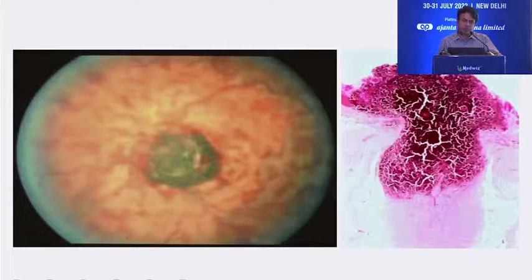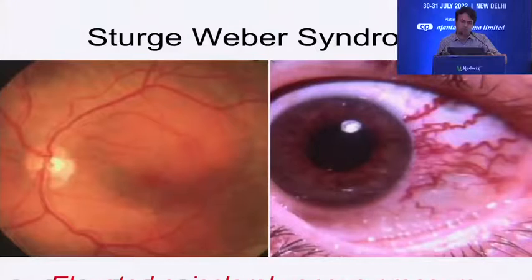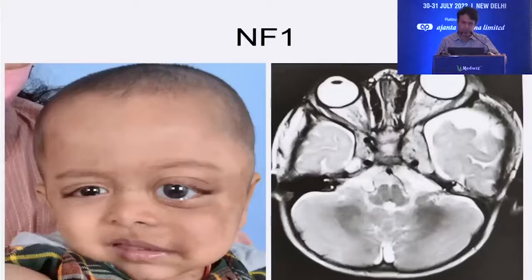Such a small melanoma generally does not cause NVG, but this patient has optic nerve infiltration causing central retinal vein occlusion, because of which she had developed neovascular glaucoma. In phakomatoses, almost all these can have high intraocular pressure, such as patients who have Sturge-Weber syndrome with diffuse choroidal hemangioma and secondary glaucoma. Patients with neurofibromatosis can have trabecular dysgenesis and glaucoma.